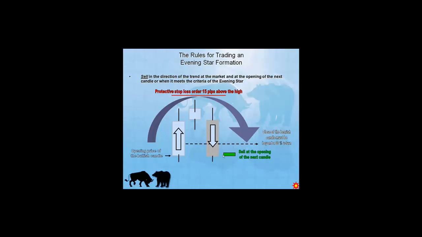We've got to check the opening of the following candle and make sure we put in the sell. This bearish candle has to be beyond this candle, and we also want to check the prior trend. We want to make sure the prior trend is an uptrend. This is telling us it's doing a U-turn.